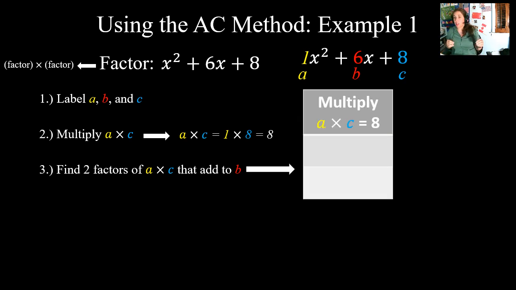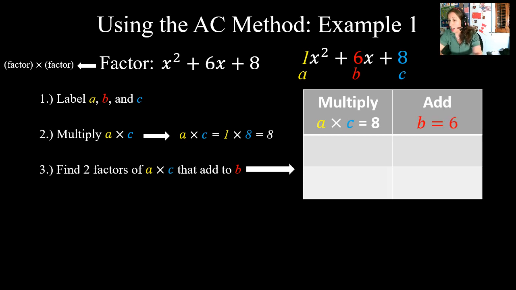When I do this step, you guys, I always draw a table. On one side I put multiply, and I put my A times C. And on the other side I put add, and I put my B, okay? Because we are trying to find two factors of A times C that add to B. Well, what is A times C? It's 8. We already figured that out. What's my B? It's 6. So we want two factors of 8 that add to 6, okay?